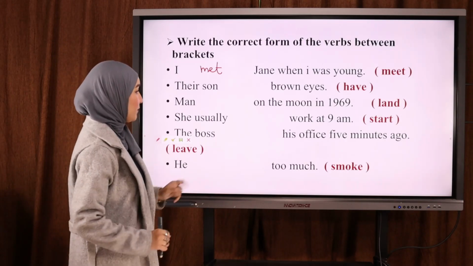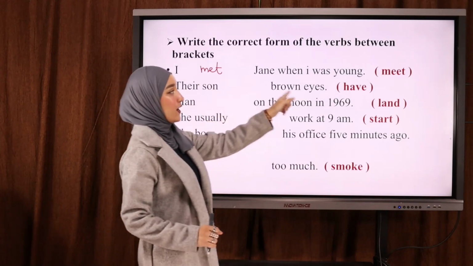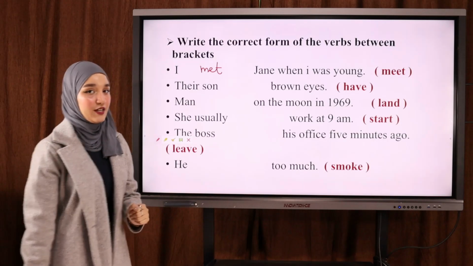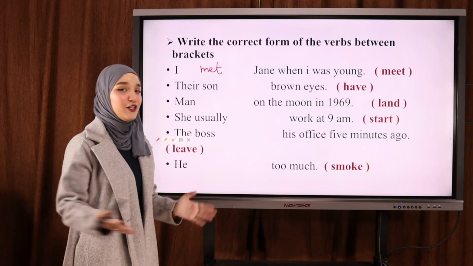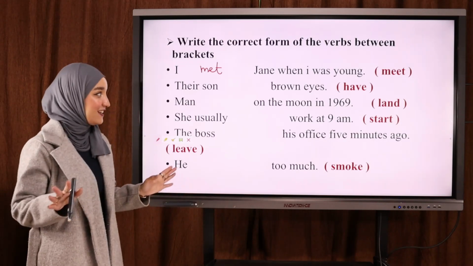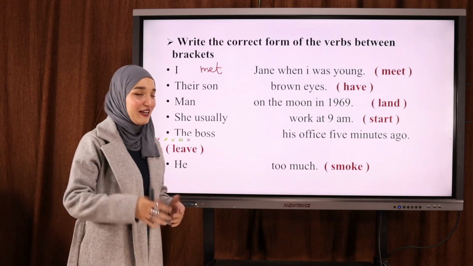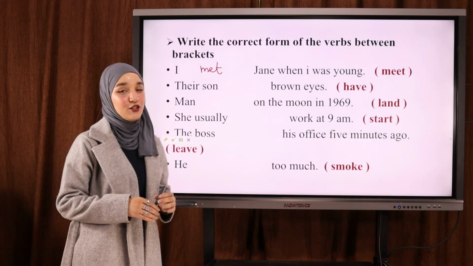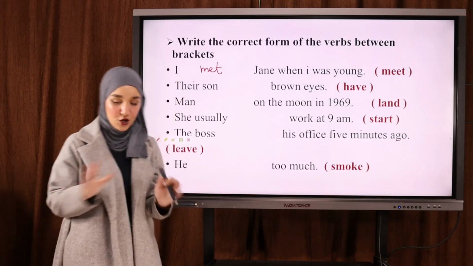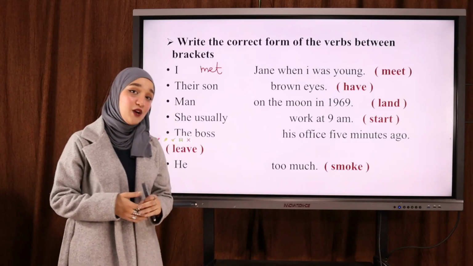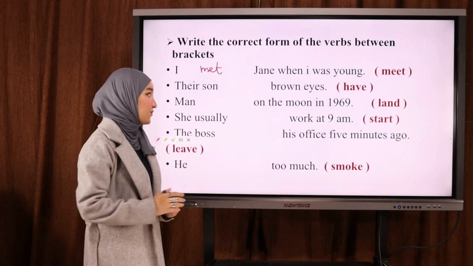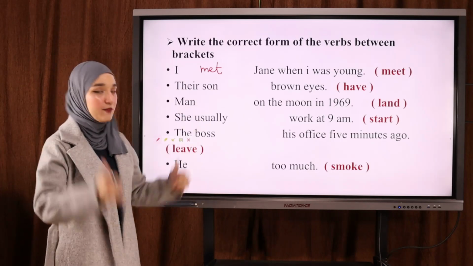So, the next example, their son, blank, brown eyes, and I have the verb have. So, is there an action here? هل هناك حركة? Nothing is moving. لا ليس هناك شيء يتحرك, okay? So, their son, blah, blah, brown eyes. What am I doing here? Is there an action? No, no action. Am I describing something or someone? Yes, that's true. أنا أصف who? Their son, ابنهم.